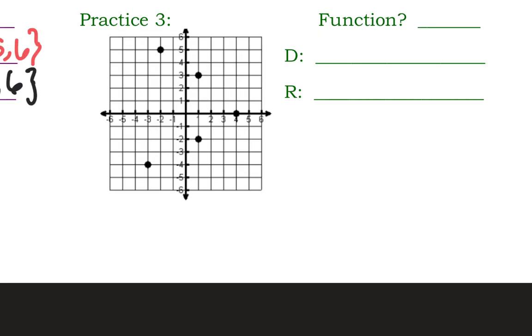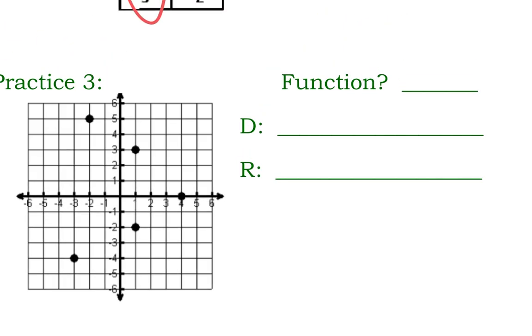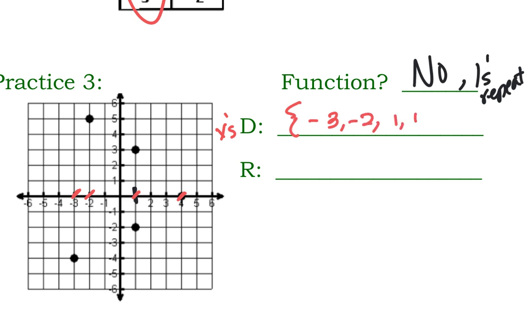Is this a function on this one, Fabian? Yes or no? No. What was repeating on this one? The ones. Good. The ones were repeating. All right, looking at the domain, again, these are the x's. Israel, what do we have for the domain? -3. Start with -3. Good job. Then -2, a 1, and a 4. Good. So -3, -2, a 1, and then a 4.